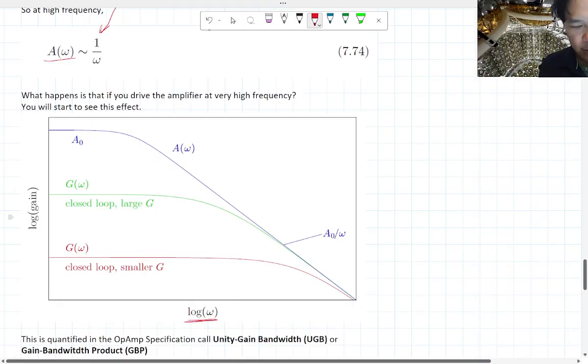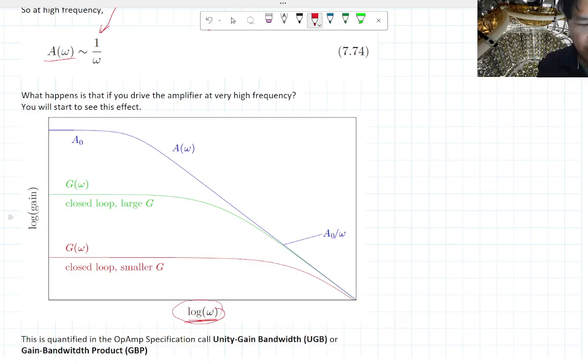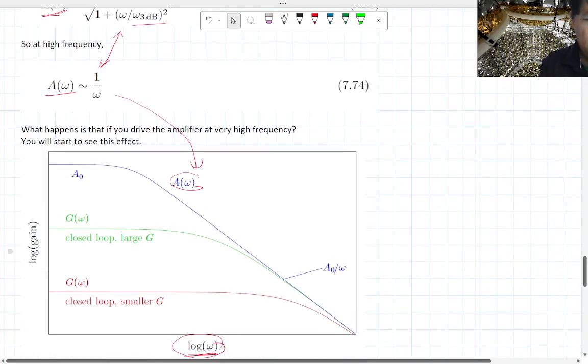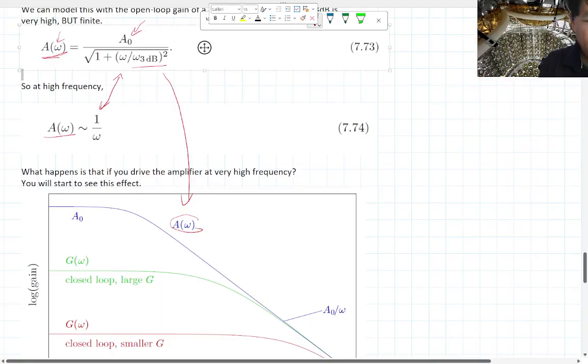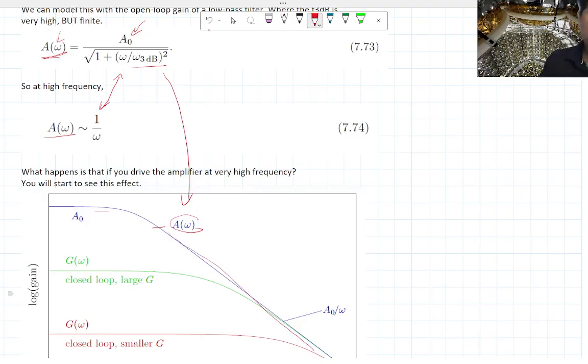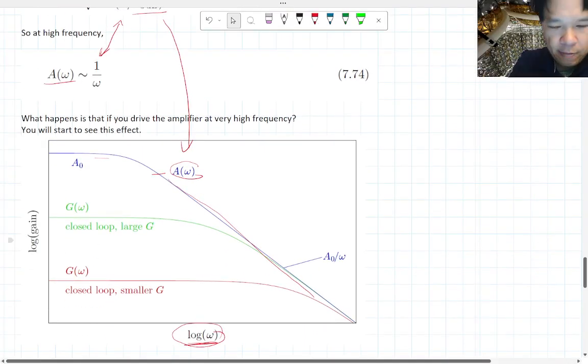So there's no scale here, but the idea is that as you increase the frequency, let's look at this one up here, which is A of omega. The gain seems okay, but then after your F3 dB point, which is going to be around here, it starts to go down basically linearly.